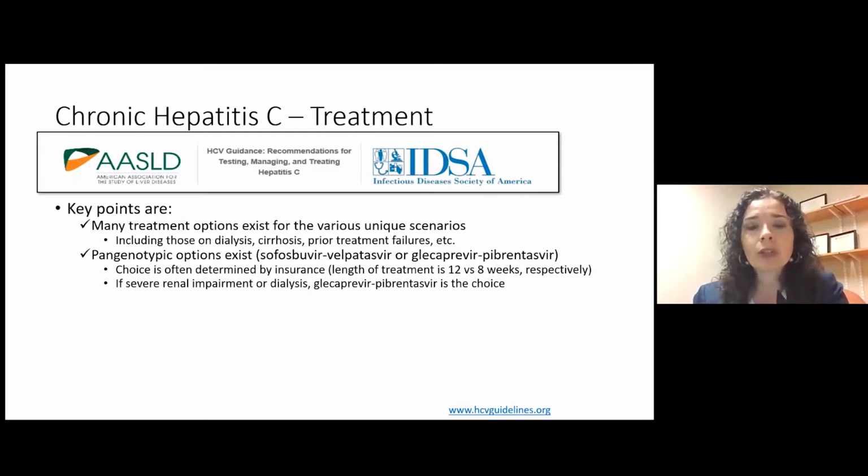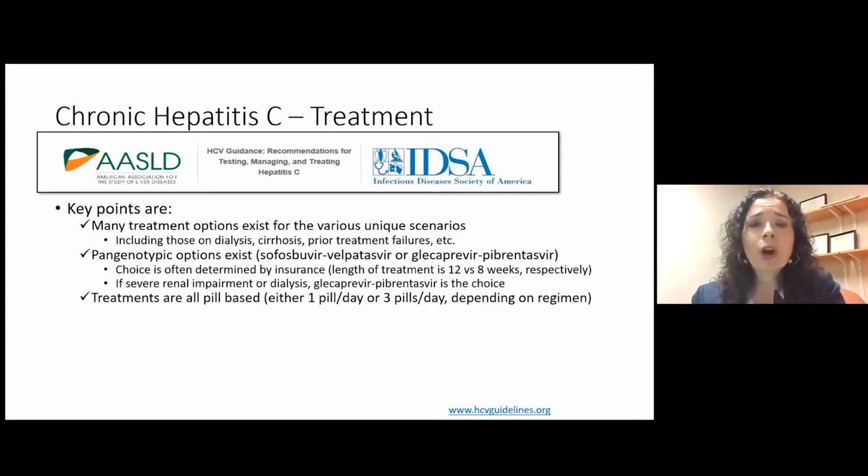The choice really is determined by the patient's insurance. The length of treatment is 12 weeks for sofosbuvir-velpatasvir, or Epclusa, and 8 weeks for glecaprevir-pibrentasvir, which is Mavyret, respectively. If there is severe renal impairment or a dialysis patient that you're dealing with, glecaprevir-pibrentasvir is the choice.